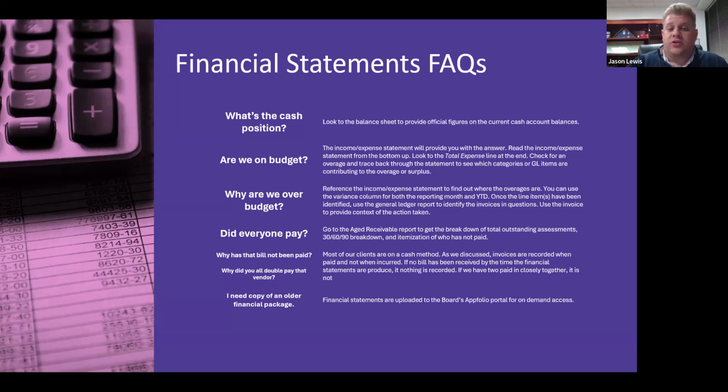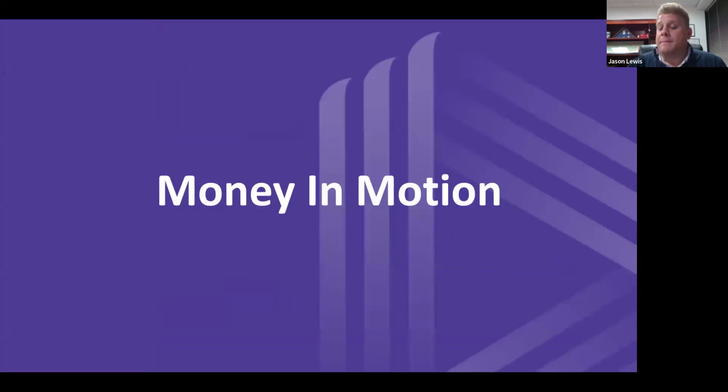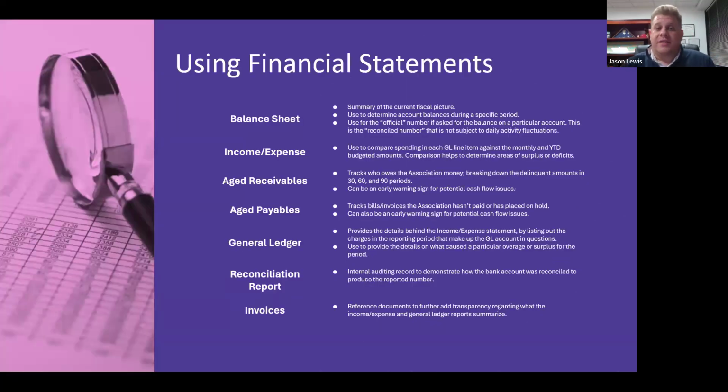Happy to report that all your financial statements are uploaded on the board's sync portal and available for you all at any time. Let's talk about money in motion. And again, recapping some of those items, that balance sheet is a summary of your fiscal position. Income and expense statement is comparing each of those line items month and year to date. Aged receivables is giving you that breakdown. Aged payables is tracking your bills. General ledger is giving you the detail. Your reconciliation reports is, like Michelle talked about, that internal auditing record to demonstrate how we came up with the balances that we're producing. And then your invoices, again, provide further reference.